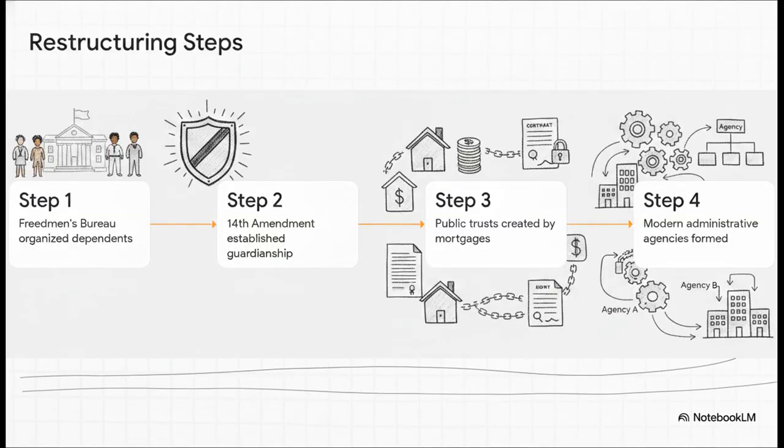The documents actually trace a direct four-step path to this modern administrative framework. Step 1 was the Freedmen's Bureau, which was originally meant to organize dependent populations during the war. Step 2 was the 14th Amendment, which laid down a much broader federal guardianship. Step 3 involved creating public trusts by mortgaging individuals' right to property. And finally, Step 4, the formation of modern administrative agencies to operate this entire fiduciary model.